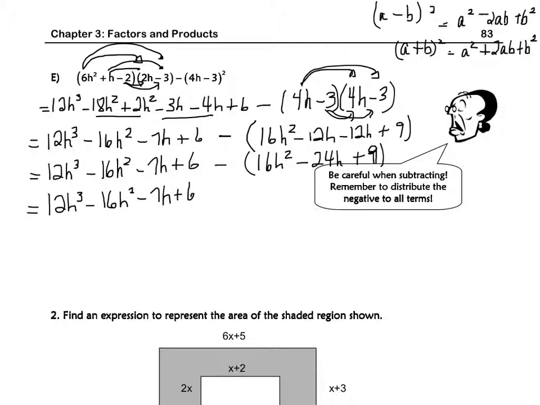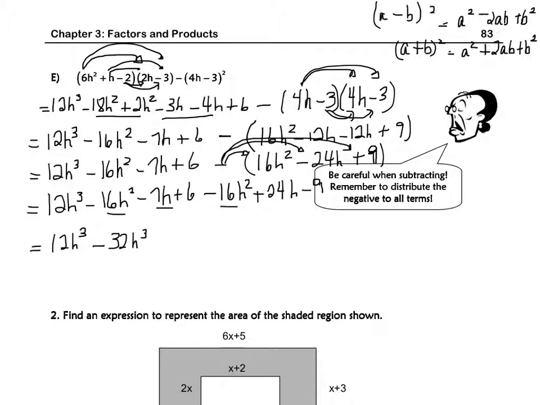Alright, so now I'm going to copy this down again. This time I'm going to distribute the minus throughout those three terms. So that's minus 16h squared, minus times a minus is going to be plus 24h, and then minus times 9 is going to be minus 9. So that would be 12h cubed, and minus 32h squared, and minus 7 and 24 is going to be positive 17h, and then a 6 and negative 9 is going to be minus 3.